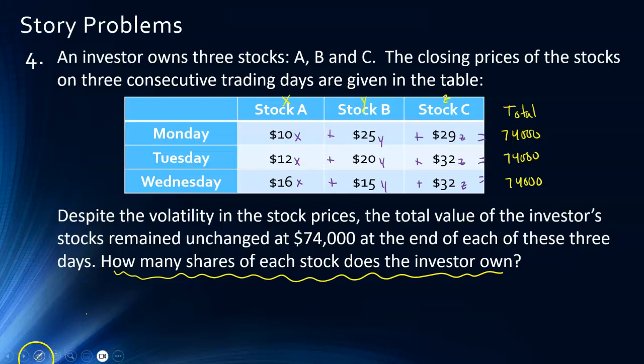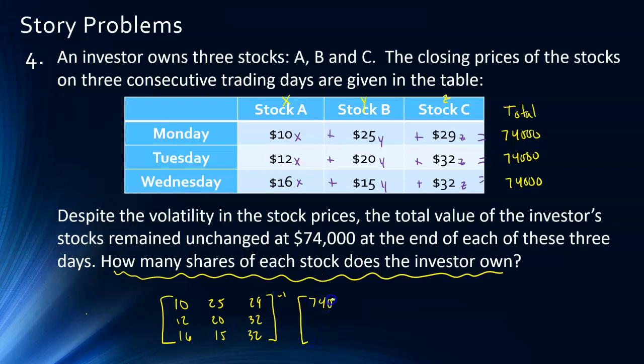So for this one, you don't necessarily have to write this down if you don't want to, but our coefficient matrix would be 10, 25, 29, 12, 20, 32, 16, 15, and 32. So that would be our first matrix. Take the inverse of that and multiply that by our constant matrix. The constant matrix is 74,000. Make sure you have enough zeros in there. You should have 3 zeros for 74,000.